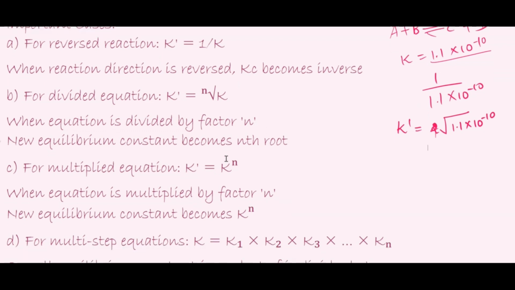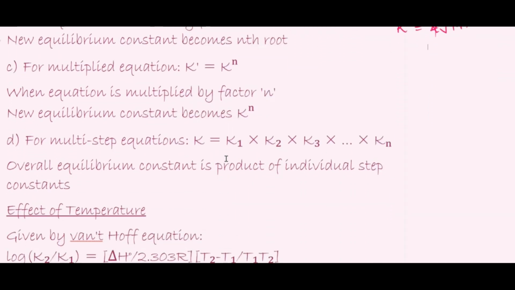Then what if they are saying multiplied? Then it's just the opposite, right? What will you do? Take the power. If they are saying 2, that is the factor, and if they are multiplying the reaction by 2, then the K value will be the K to the power 2. If K is 2, you will get 4.